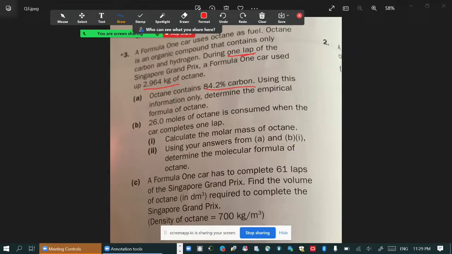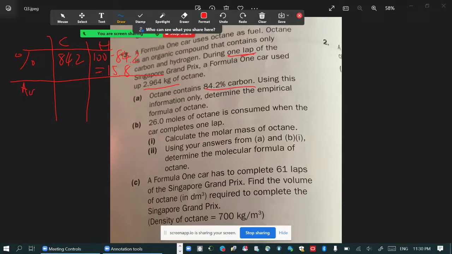Which means that the remaining, 100 minus 84.2%, would be the hydrogen. So, in order to determine the empirical formula, we need to make a table, and this table should consist of carbon and hydrogen. First is percent, so it's given 84.2. Your hydrogen would be 100 minus 84.2, and that would give you 15.8. Then after that, we need the AR. The AR for carbon is 12, and for hydrogen it is 1.